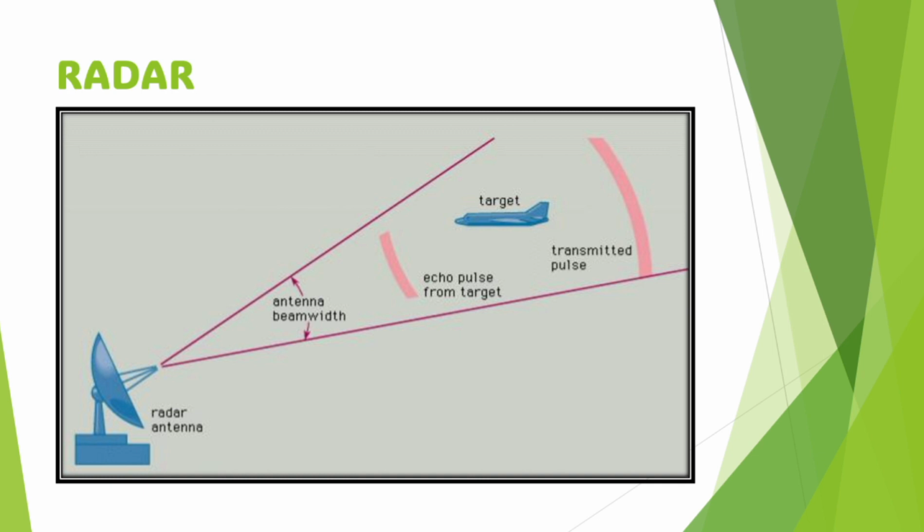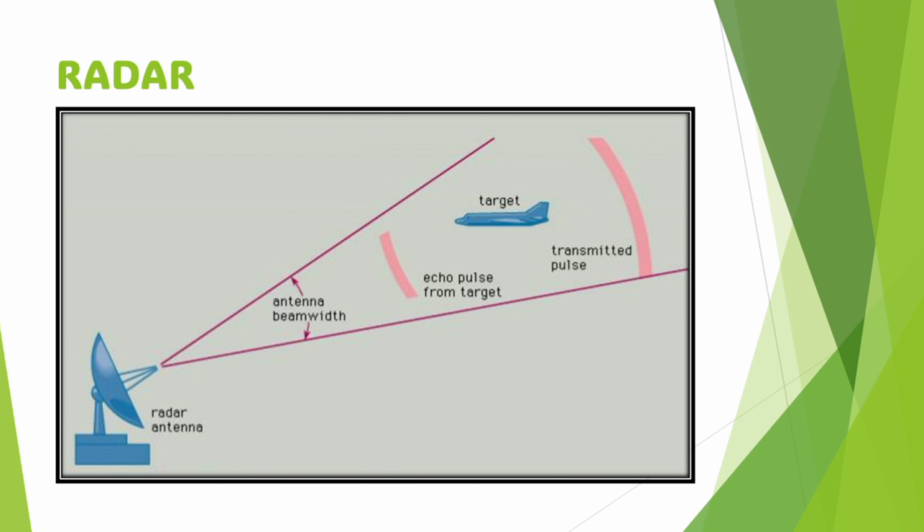So let us consider R is the distance of the object from the radar, and suppose small t is the elapsed time between the transmitted and the received signal. Then how can we find the radar range? Here R equals c t divided by 2. Here c is the speed of light, so the formula is R equals c into t divided by 2.